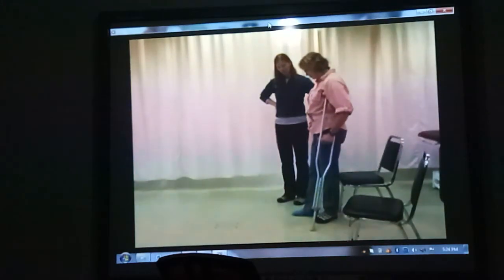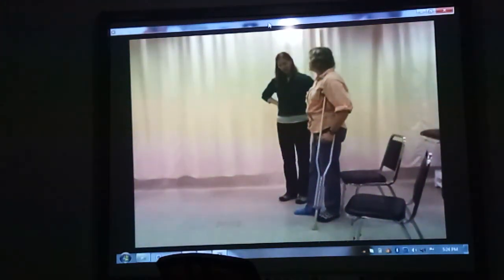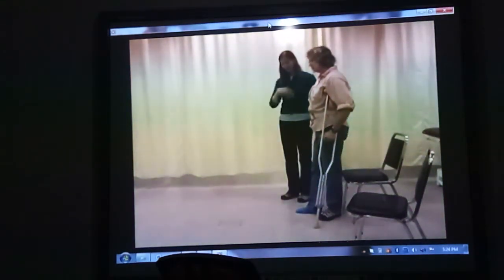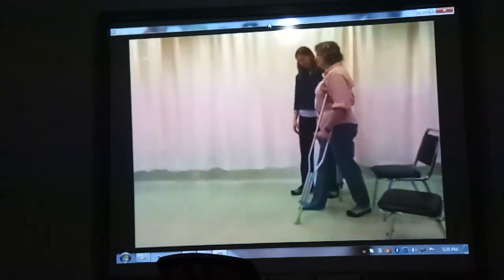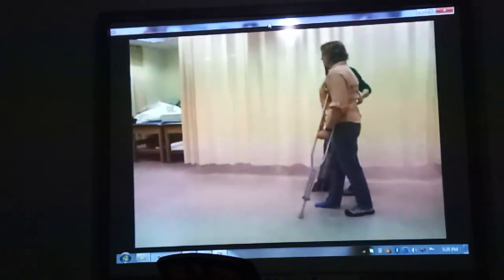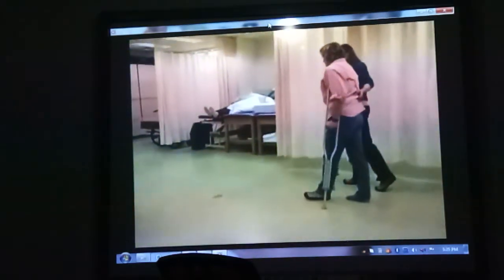Next, we're going to do the 4-point gait. Again, you have to be full weight bearing for this. It can be a little more complicated for the patient, but if you verbalize how to do it, it makes it easier. So you first tell them left crutch, right foot, right crutch, left foot, left crutch, right foot, right crutch, left foot.